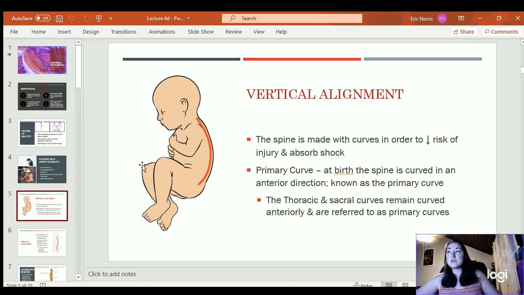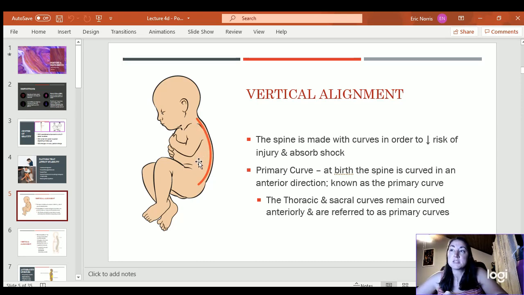All right, vertical alignment. So the spine, when it's developing, it's made with curves, and the curves decrease your risk of injury and absorb shock. As you're developing, your primary curve is in an anterior direction. So right here, as you see in a fetal position, the whole curve is in an anterior direction. That's at birth, and this is your primary curve.